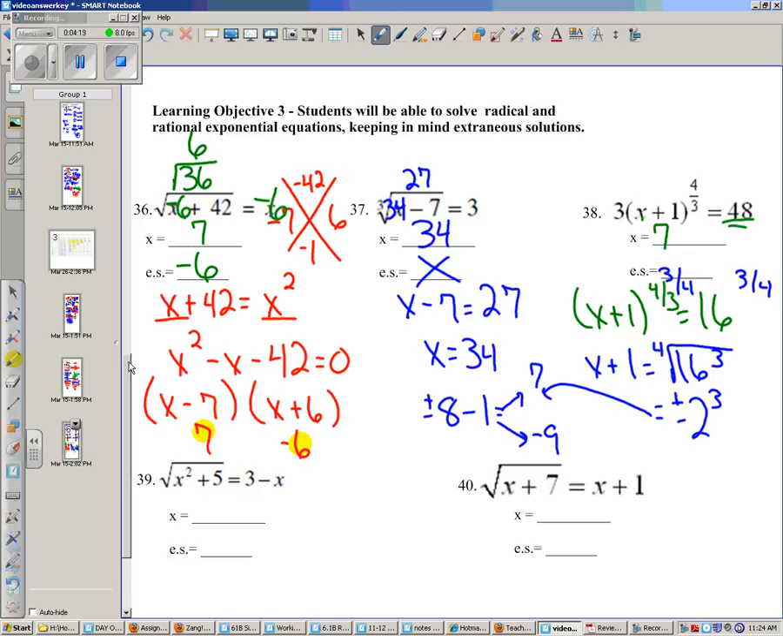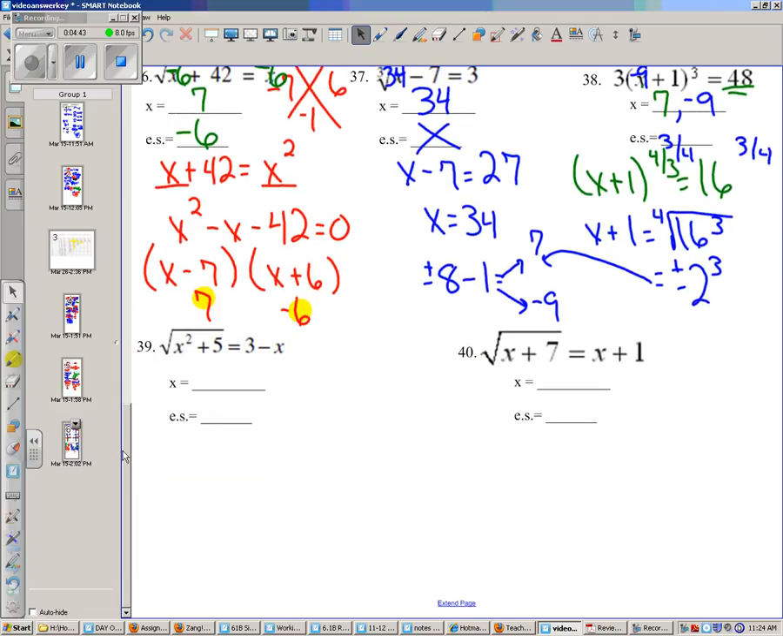So I'm going to put negative 9 in. Negative 9 plus 1 is negative 8. This time it's going to be the cubed root of negative 8, which is negative 2. But when I take negative 2 to the 4th power, I get positive 16. And then 16 times 3 is also 48. So both of them work here. No extraneous solutions on 38.